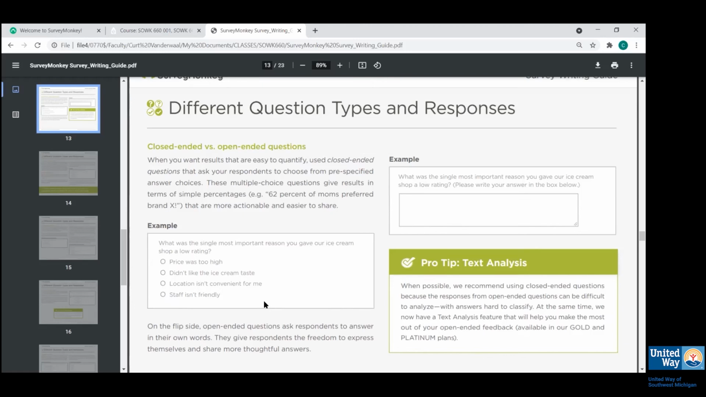But if I have 30 people that typed in other, then I'm going to know that my question was flawed because I didn't give them enough options or the right kinds of options. And so I can learn from that just by seeing what kinds of things people type in.